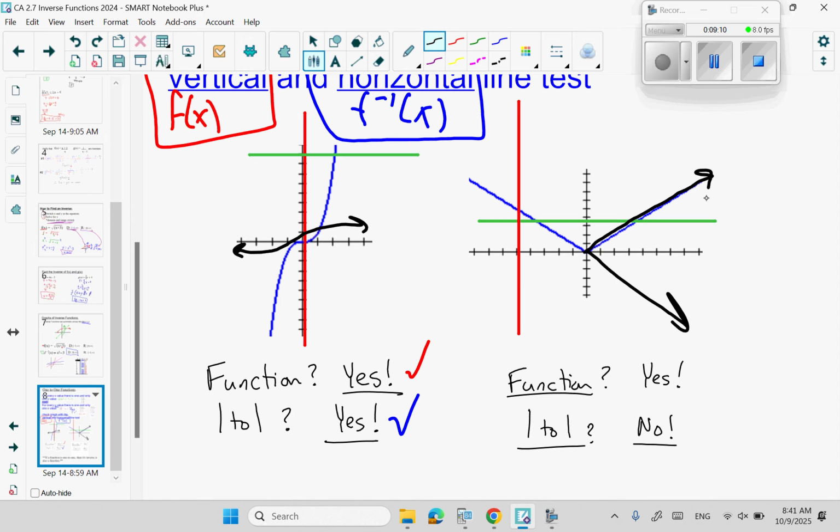Well, this original function passes the vertical line test, this blue one right here. The black wouldn't pass the vertical line test. And you can tell that immediately because the original graph fails the horizontal line test. It is not one-to-one. I repeat some y values. So instead of having to make an inverse every single time and do that vertical line test, the horizontal line test of the original accomplishes the same goal.